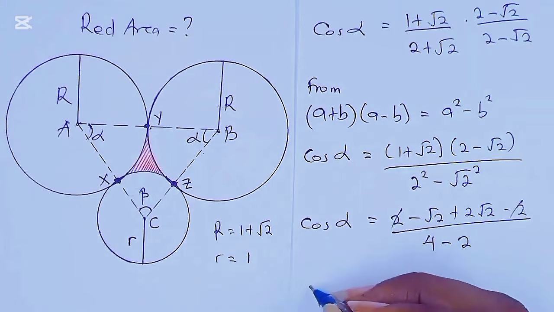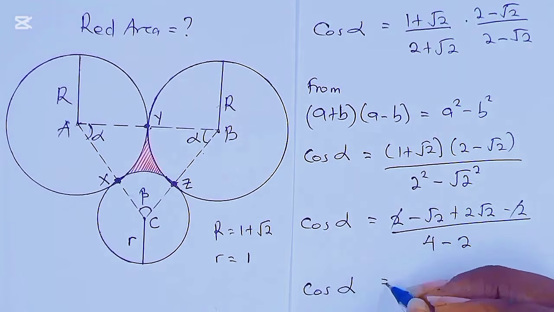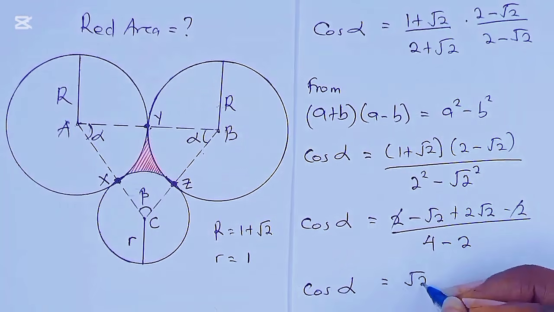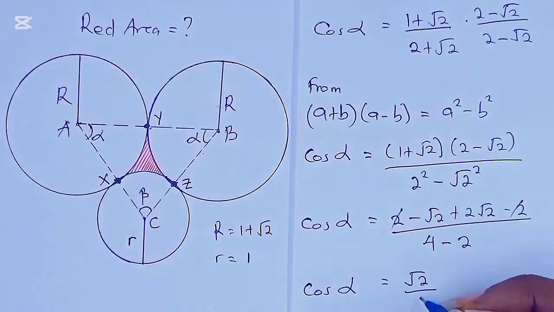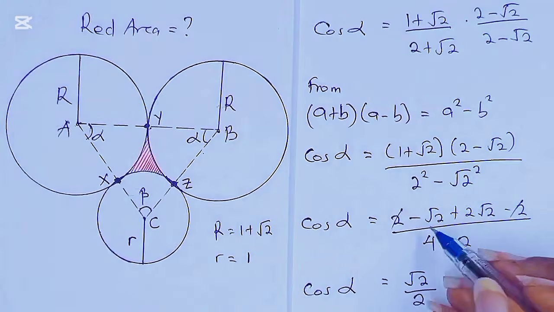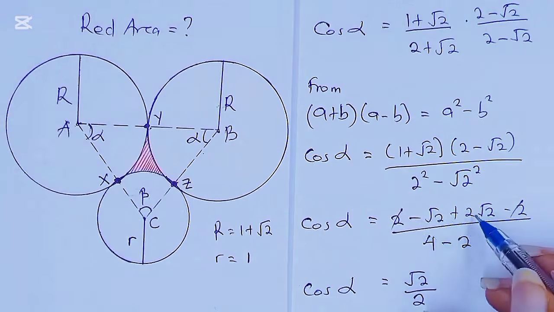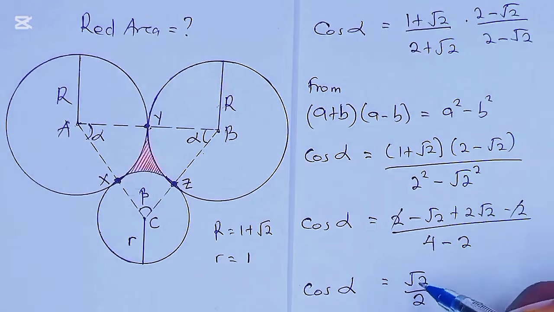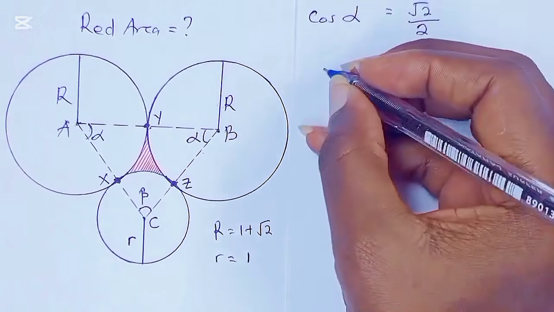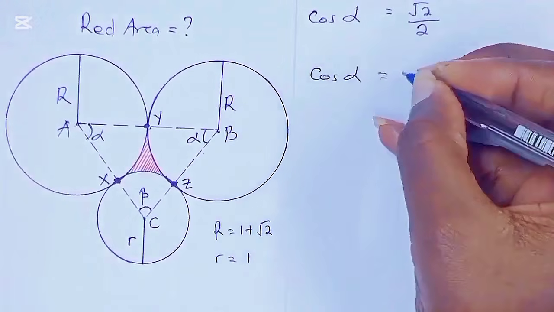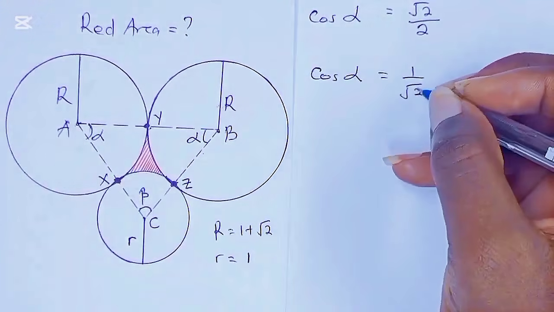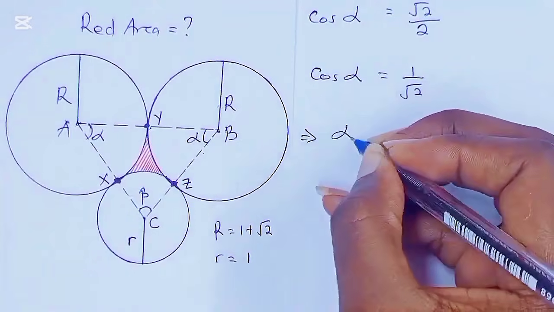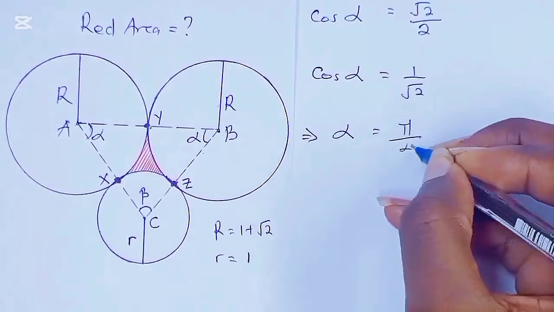So we shall be left with cos alpha being equal to root 2 divided by 2. Because this is 1 negative root 2 and these are 2 positive root 2, so 1 cancels and we remain with one of them. So we shall have root 2 over 2. So cos alpha is equal to 1 over root 2. This implies that alpha is equal to pi over 4.